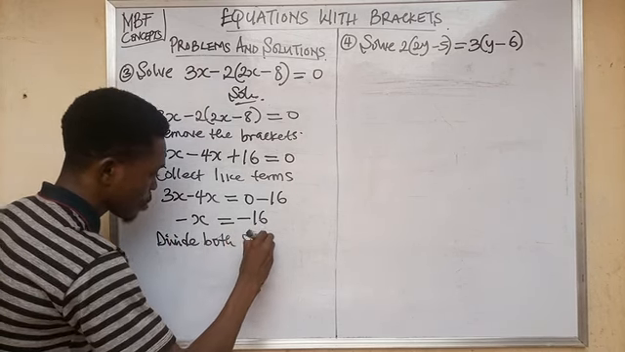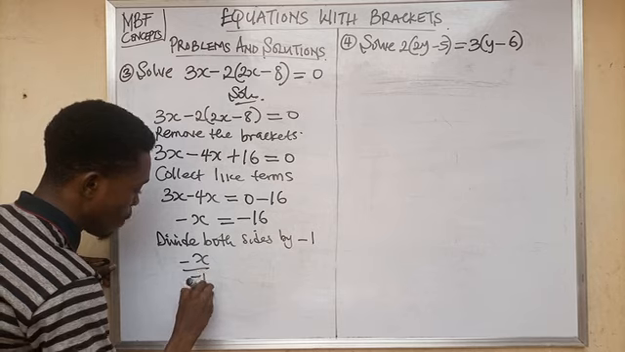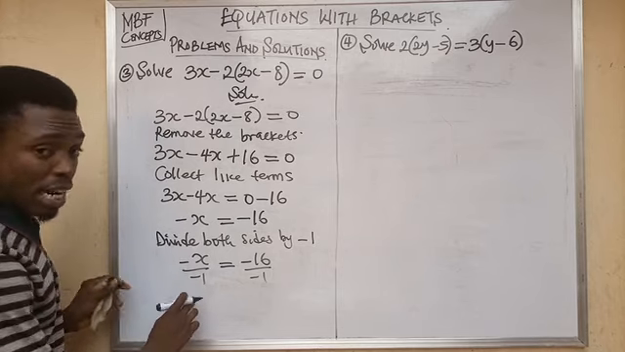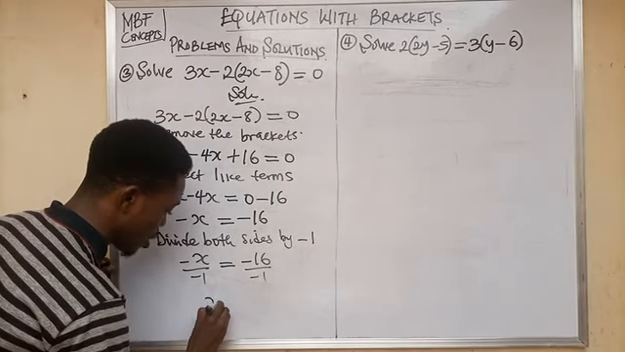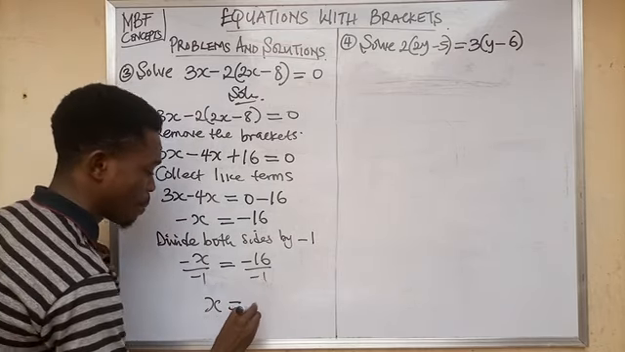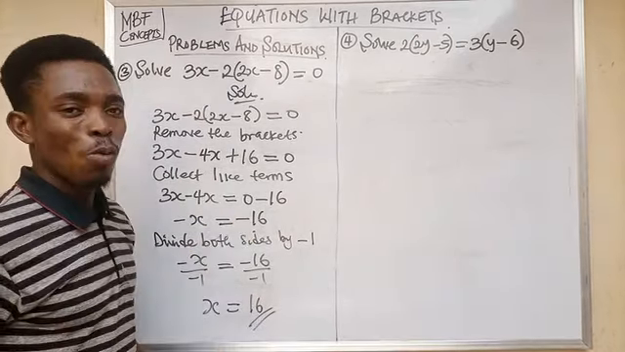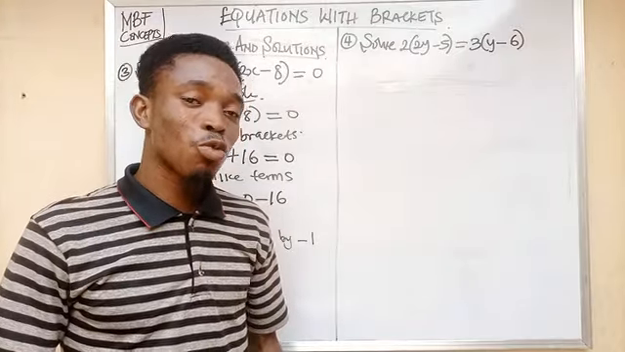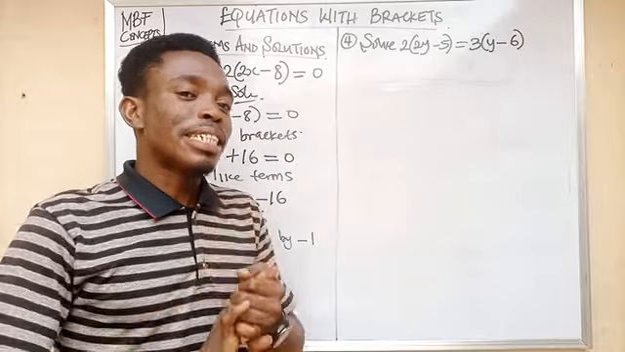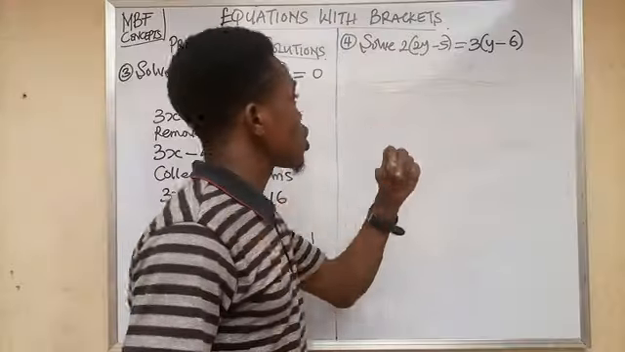Guys, we're going to have this as minus x over -1 is equal to minus 16 over -1. Minus divided by minus is plus, and x divided by 1 is 1. So this is 1x is equal to minus divided by minus is plus, and 16 divided by 1 is 16. Guys, this is the very answer to this question. Linear equations with brackets is very, very simple to solve, but it is only easy for those who know the principle. This is question number 4.